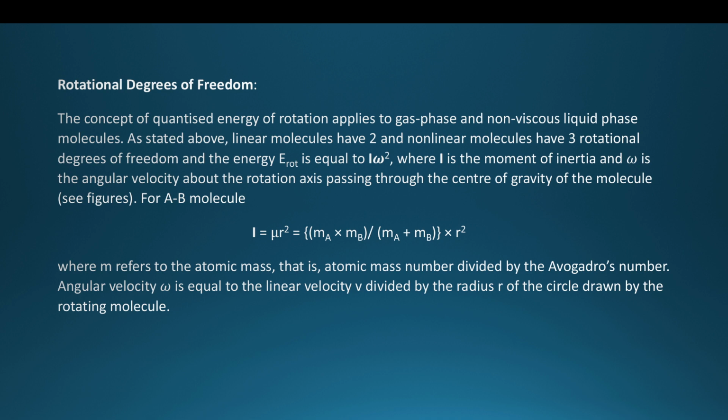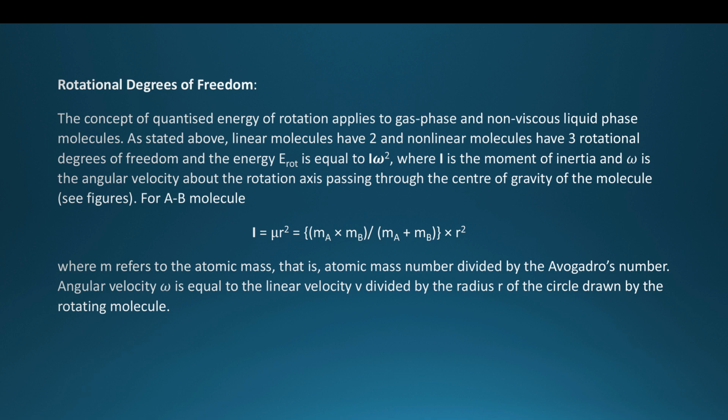Rotational degree of freedom. Linear molecules have 2, non-linear molecules have 3. Formula is rotational energy equal to I omega square, where I is the moment of inertia given by mu r square. Mu is reduced mass, r is the radius of the circle traced during rotation.